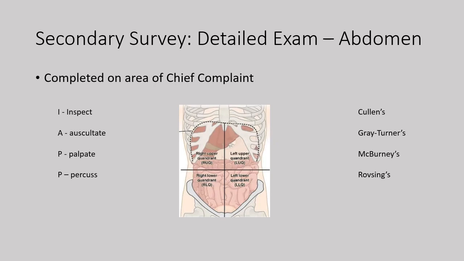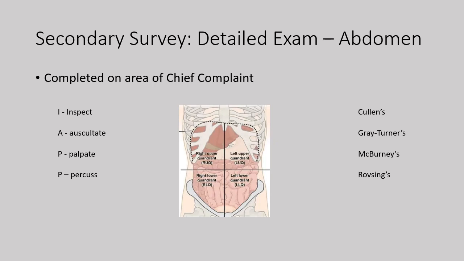When your patient has an abdominal complaint, you need to do a good assessment of that area. The 4 steps to that assessment is IAPP: inspect, auscultate, palpate, and percuss. When you inspect, you're going to look for scars, masses, pulsations, any distension, or you're going to look for bruising.